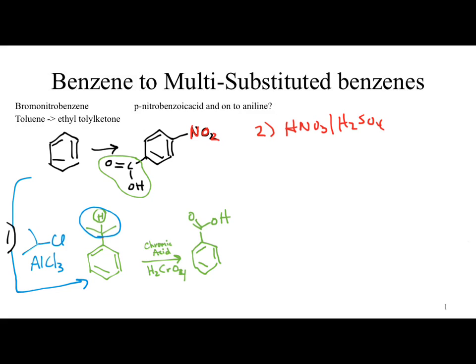So how can I get the nitro added to the para position? It must be added in such a way that it is directed towards the para position. What kind of a group, what kind of atom X directs to the para or ortho positions?